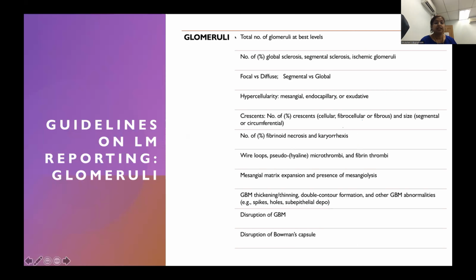So the guideline for glomerulus is, at least you need to mention the total number of glomeruli, percentage of global sclerosis, segmental sclerosis, ischemic, whether the lesion is focal or diffuse, segmental or global, all the hypercellularity. The crescents, you need to highlight percentage. Fibrinoid necrosis, you can highlight percentage. And a lot of the active lesions, you need to highlight. Any GBM thickening, any disruption. So these are the guidelines for you to write down for your glomerulus reporting.